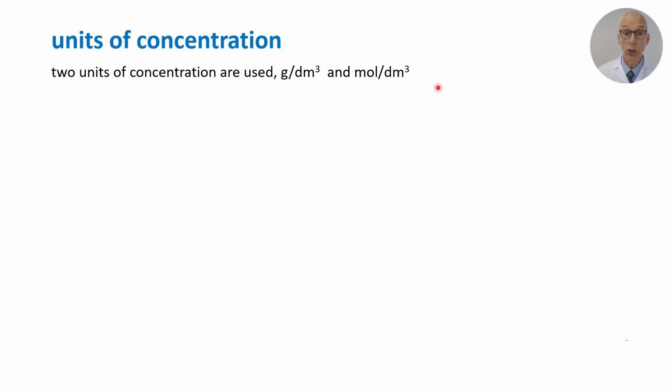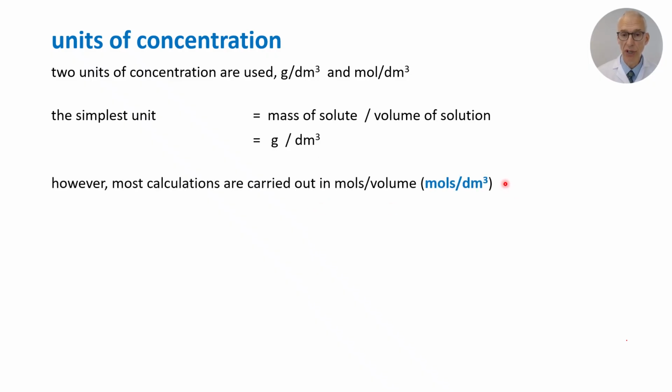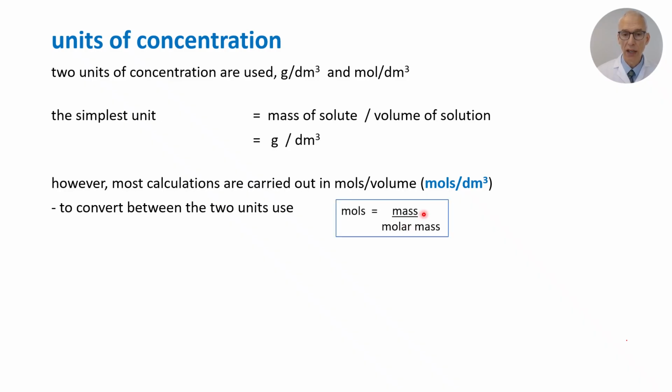So let's look at the two units of concentration, grams per decimeter cubed and moles per decimeter cubed. The simplest is obviously just the mass of solute divided by the volume of solution, grams per dm cubed, so volume in decimeters cubed. However, calculations generally involve moles per decimeter cubed. So you're going to have to convert between the two units. To do that, you simply recall that the number of moles is equal to the mass, in this case of solute, divided by the molar mass of that solute.